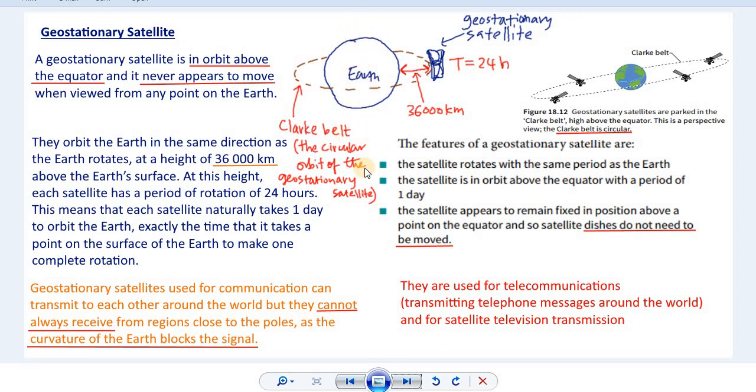And those satellites are used, for example, to observe the surface of the earth, maybe for military purposes, then for weather forecasting. Those types of satellites are used for that, but geostationary satellites are used for this purpose. Okay, so that's the end of that.